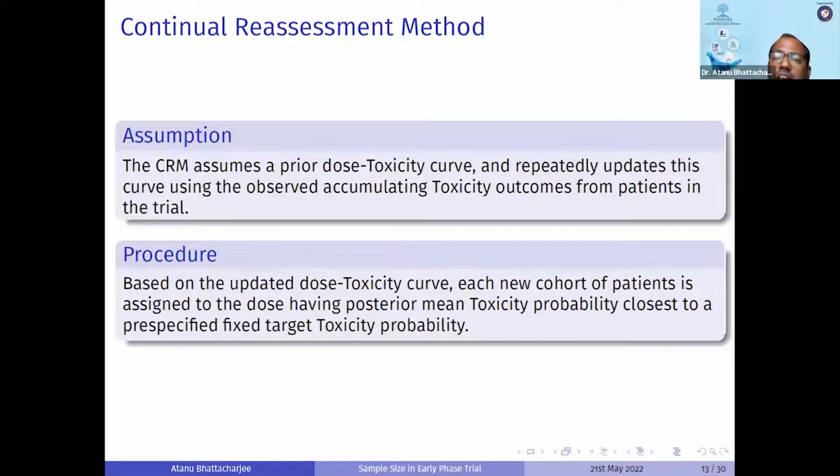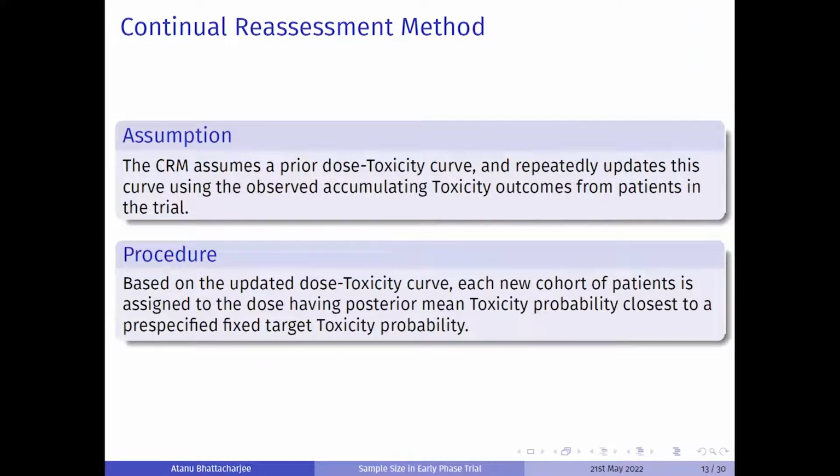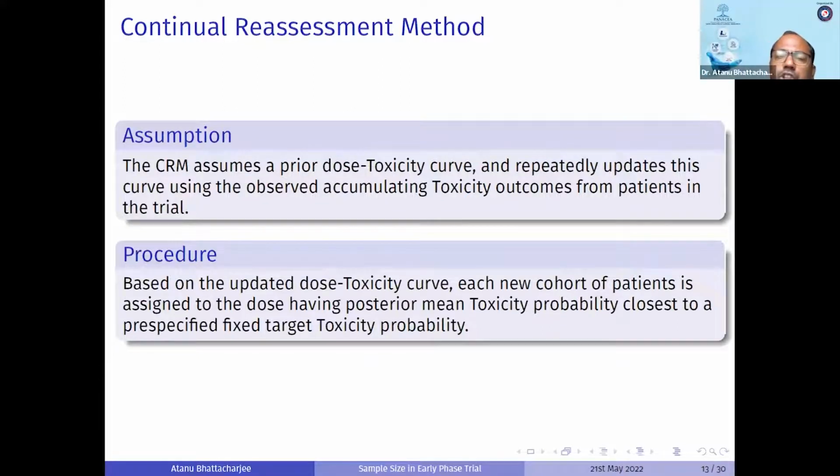What are the assumptions behind the CRM? CRM assumes a parametric dose toxicity curve, and repeatedly updates this curve using the observed accumulated toxicity outcomes from the patients in the trial. Based on the updated dose toxicity curve, each new cohort of patients is assigned to the dose having the posterior mean toxicity probability closest to a pre-specified fixed target toxicity probability. What does it mean?